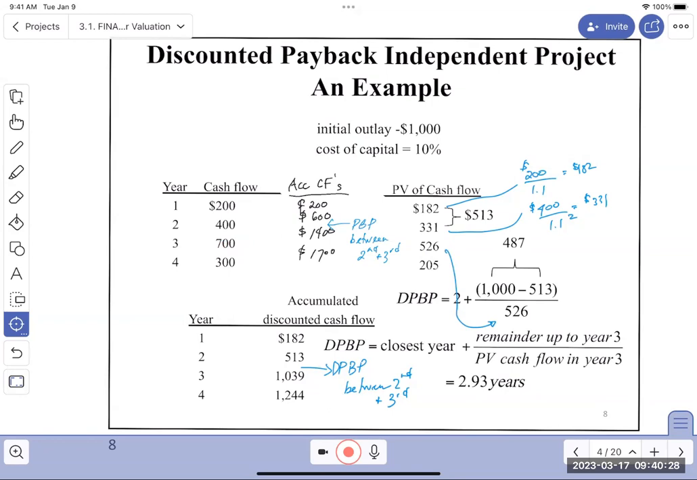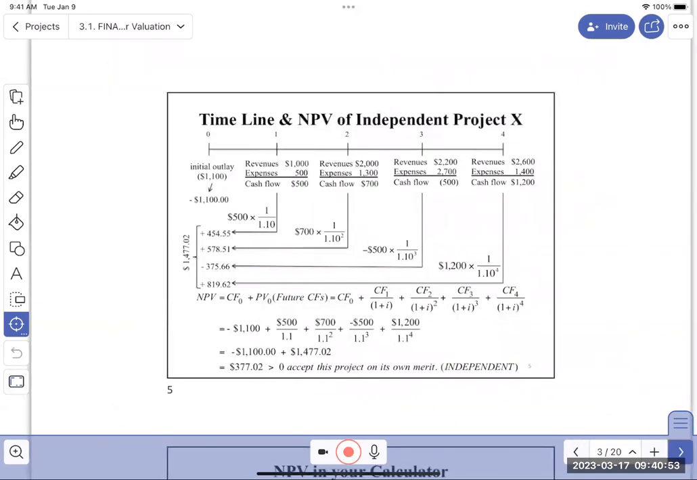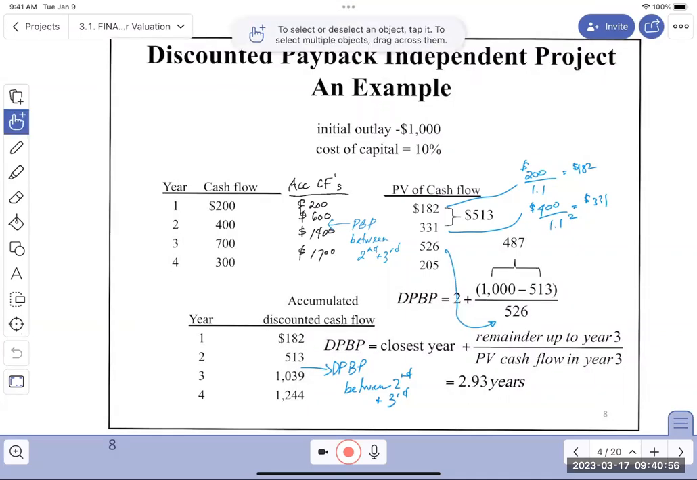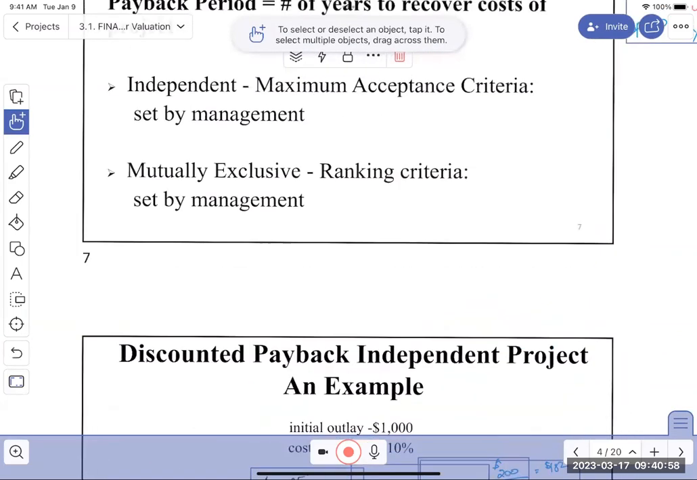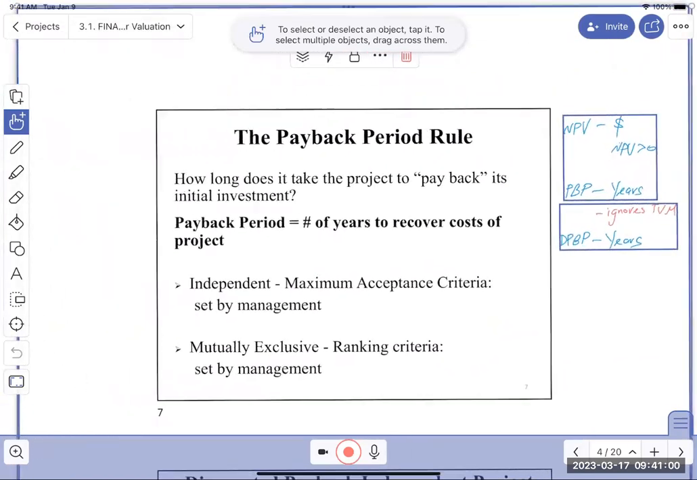All right, so that's how we fix the issue of ignoring time value of money. The issue of inflation, if unexpected inflation would affect both NPV and DPBP because I'm doing the discounting and ignoring possible unexpected inflation. So that's not the big problem. The big problem is the issue of ignoring the time value of money.